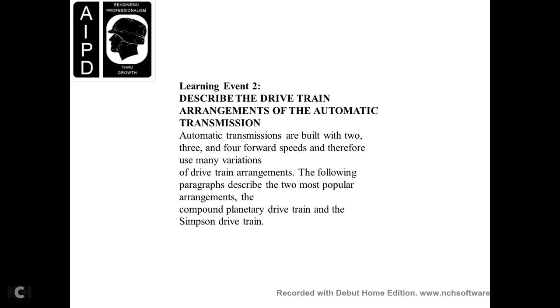Learning event 2. Describe the drivetrain arrangement of the automatic transmission. Automatic transmissions are built with 2, 3 or 4 speeds, and therefore there are many variations of the drivetrain arrangement. The following paragraphs describe the 2 more popular arrangements: the compound planetary drivetrain and the Simpson drivetrain.